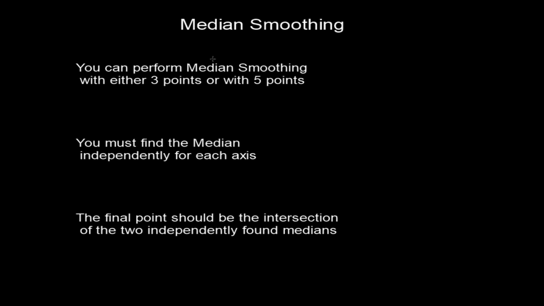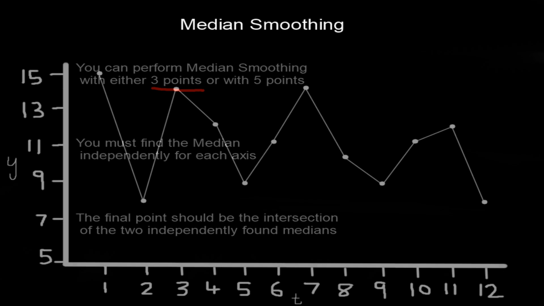To perform median smoothing with 3 to 5 points, it's very similar to mean smoothing. The process is going to be exactly the same, except instead of finding the mean, we're going to be finding the median. Just like in mean smoothing, you find the median independently for each axis and then combine those two and find the intersection, which will form a singular median smoothed point. In this video, we will be specifically looking at an example of median smoothing for 3 points. Okay, let's get into the example.